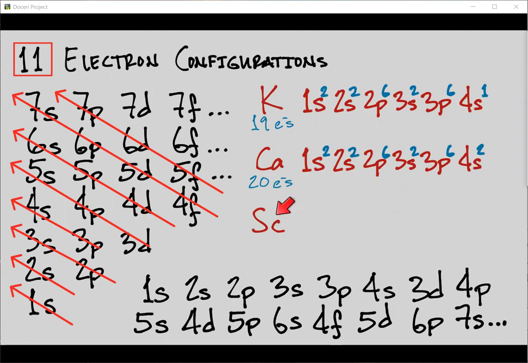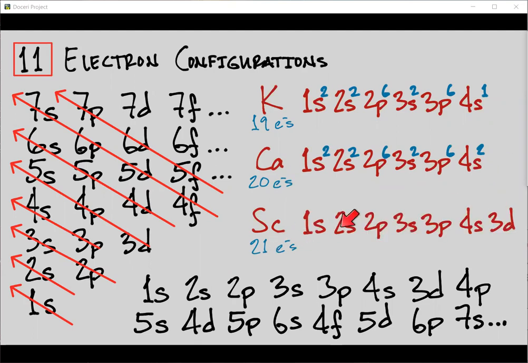Scandium is the next element after calcium, which is a transition element, and it has a total of 21 electrons. So distributing all 21 electrons would look something like this, where the 21st electron would be in the 3d sublevel. So you would have a 3d1. So you fill all these sublevels up to 4s2 and then 3d1.